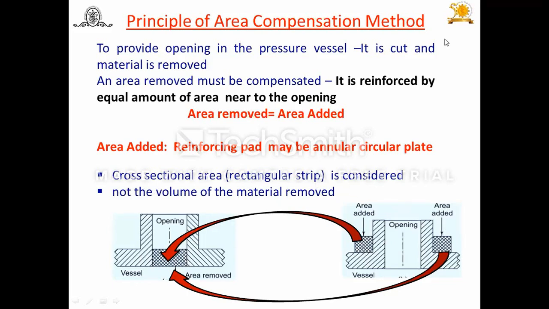Now here, what do we mean by area compensation? That means to fit the openings, material is removed from the pressure vessel, and the area of that removed material is compensated by adding some new material. In this case, you will find the material is removed here, and it is added here. In both cases, we have to take care of the area, not the volume.